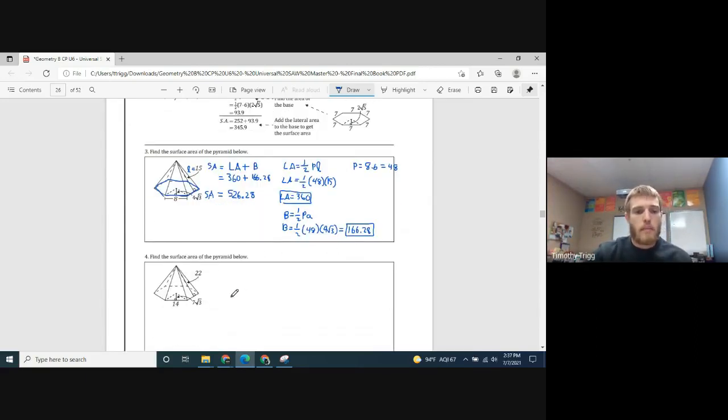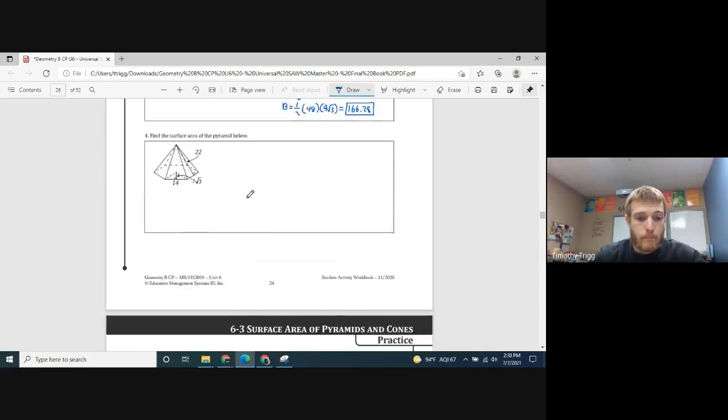See if you can do number 4 on your own. It's the same exact problem, just with different numbers. If you followed along well here and you understood everything, then just try to do the same exact thing over here.